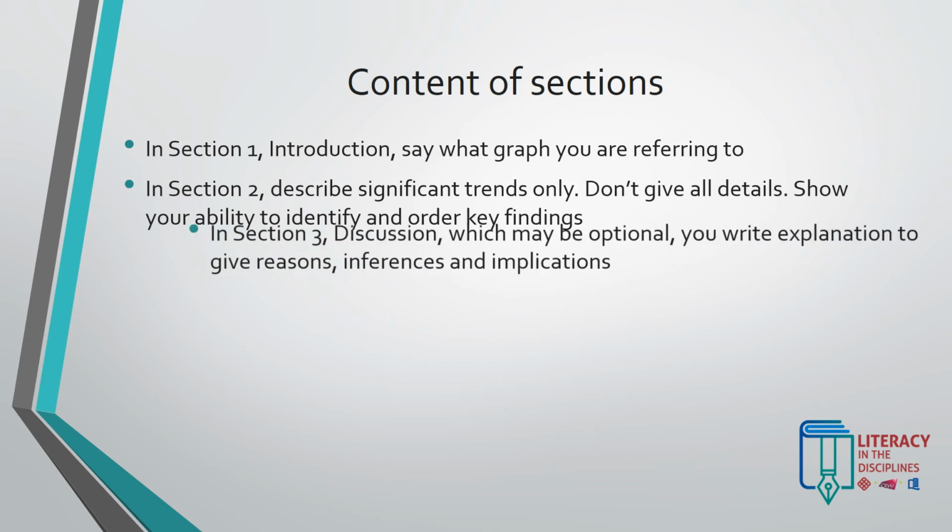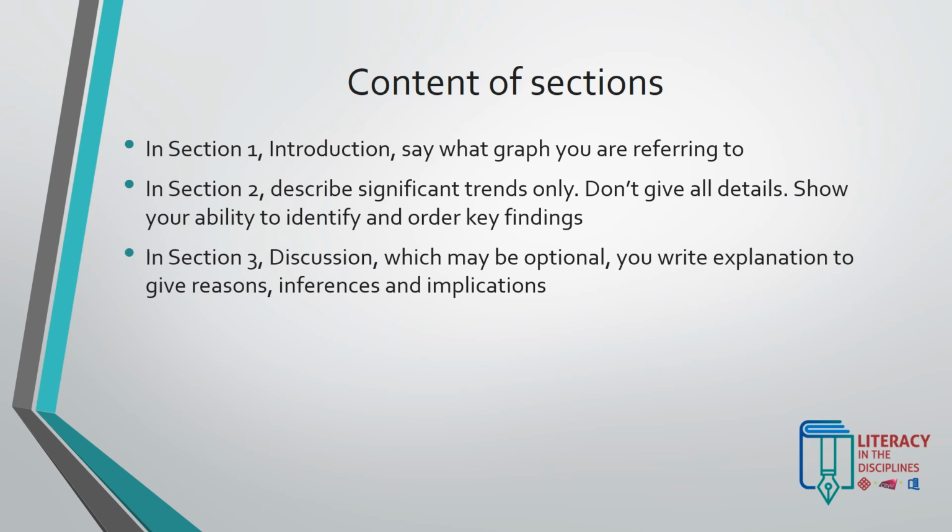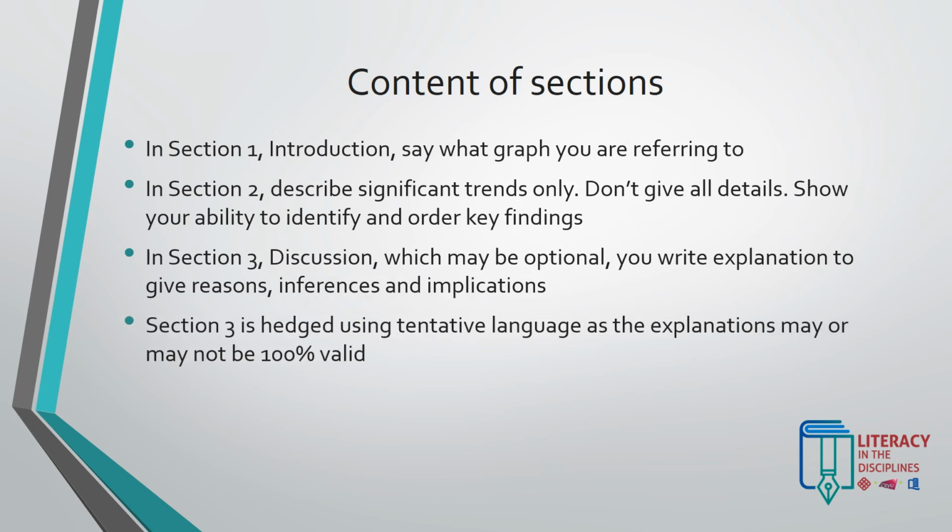The third section is the discussion of the findings. This may be optional depending on what your instructor requires for the assignment. In this section, you write explanations to give possible reasons why the data is like that. You write inferences, what the data means or implies, and you may also write implications for the future, saying how the data may change in the future or what its significance could be. The discussion always involves possible reasons, as you're unlikely to be 100% certain.